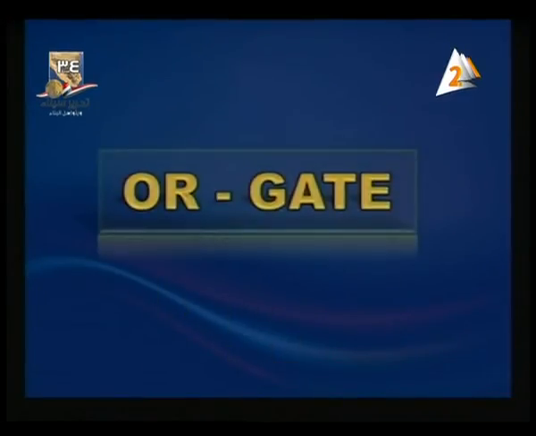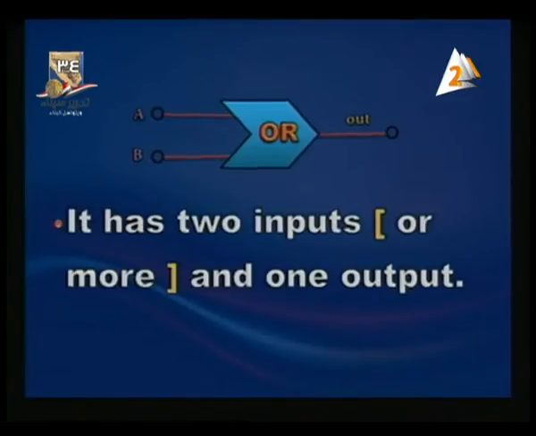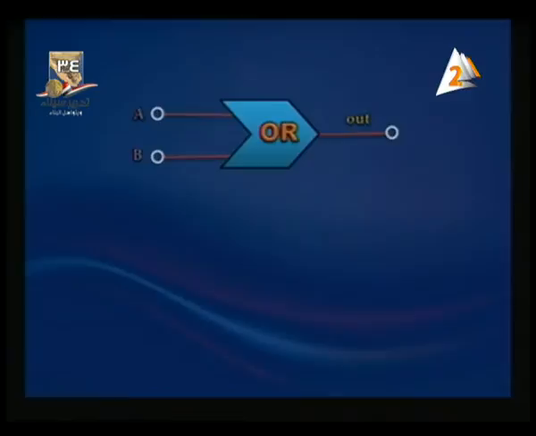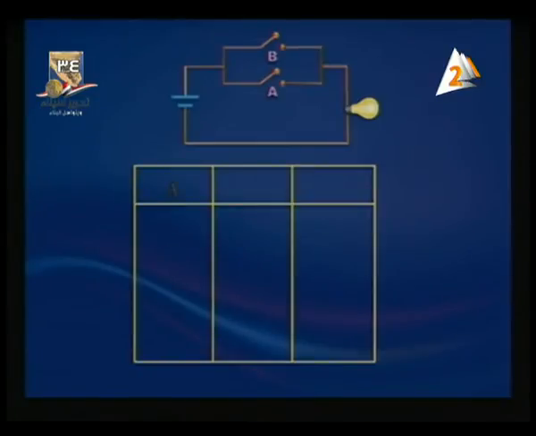And finally, the OR gate. The symbol is shown in front of you. It has 2 inputs or more and just 1 output. Once again, the symbol is in front of you, and the electrical equivalent of this gate is two switches connected in parallel, and the combination is connected in series to a bulb. Just one switch is enough to light the bulb if it is closed. This is the OR gate.